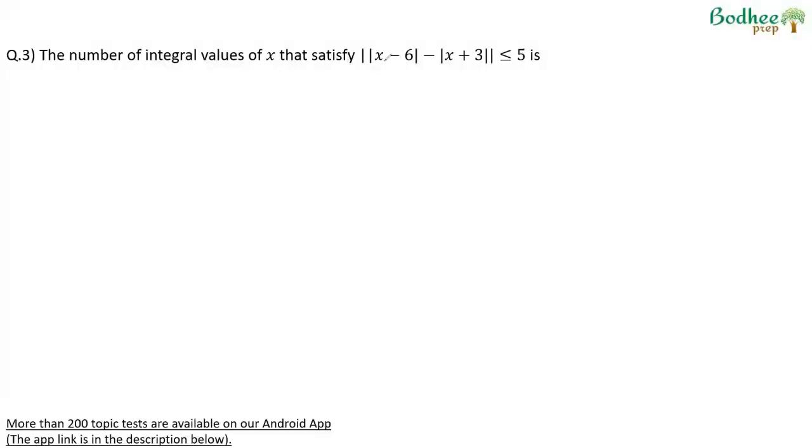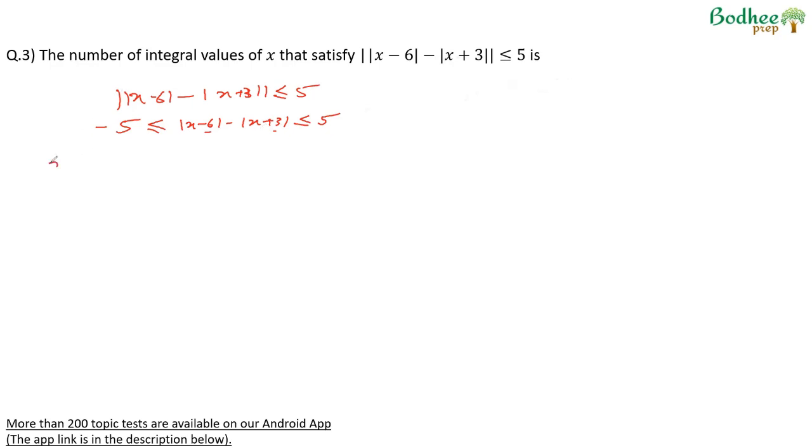Number of integral values of x that satisfy mod of x minus 6 minus mod of x plus 3 is less than or equal to 5. So first, we'll remove the outer mod on the overall thing. If mod of x is less than or equal to a, we can say that minus a is less than or equal to the value under the mod, less than or equal to 5. Now there are two critical points, 6 and -3.